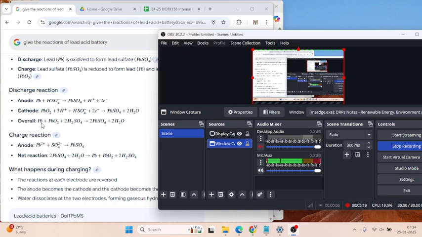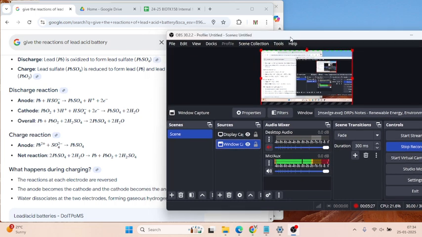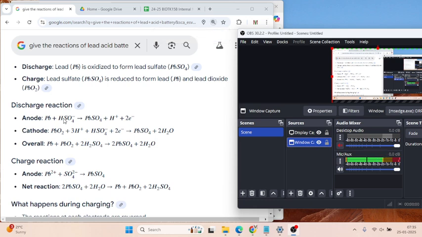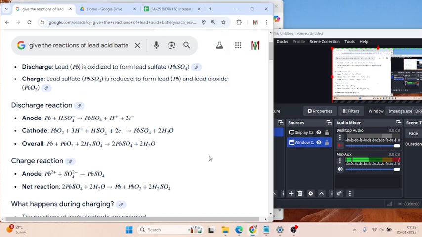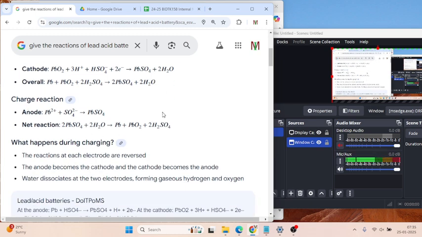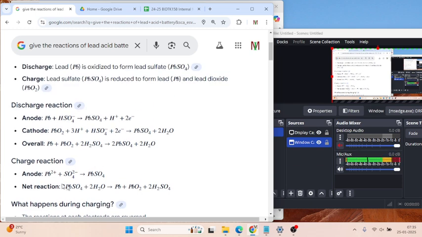Therefore, during discharging, the net reaction is given here: lead plus lead oxide plus sulfuric acid gives lead sulfate plus water. I'll make it a little bit bigger, I think you are not able to see. Okay, now visible. So this is the reaction which takes place during the discharge. During charging the reaction reverses. When it gives electricity, it converts into lead sulfate, and lead sulfate and water are formed.